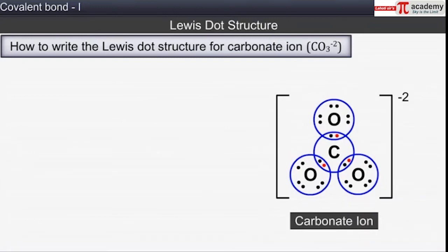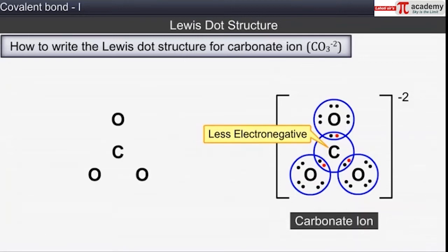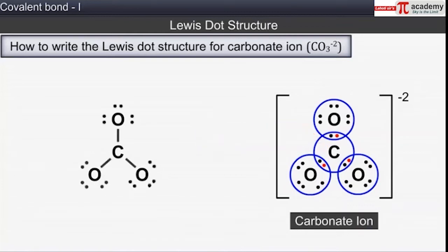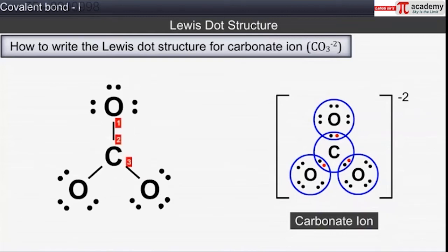In the carbonate ion, as carbon is less electronegative, it is placed at the center, whereas 3 oxygen atoms are placed around it at the terminal positions. The skeletal structure of carbonate ion is as shown. Now let us draw a single bond between the central carbon atom and each of the oxygen atoms. This, however, doesn't complete the octet on carbon, if the remaining 2 electrons on this oxygen remain as lone pair. Hence, a double bond between the carbon and the oxygen completes the octet. This results in the following Lewis dot structure.